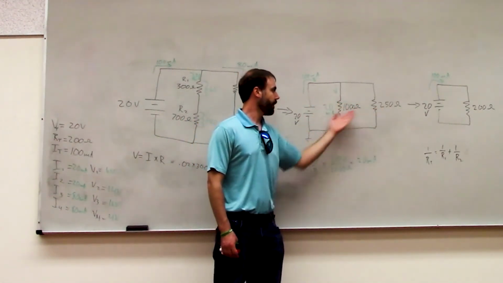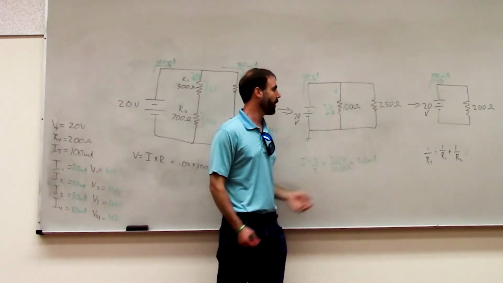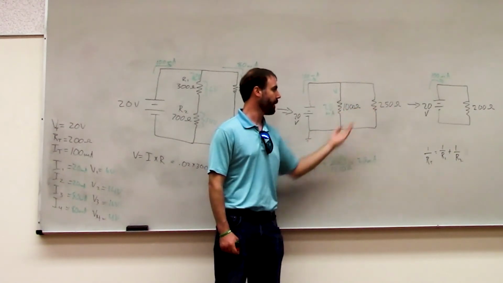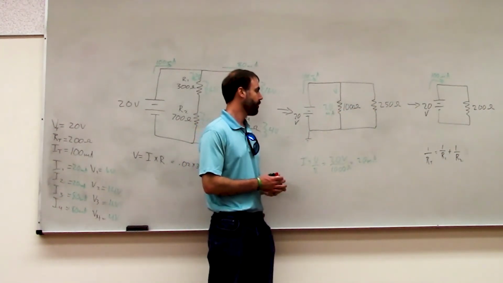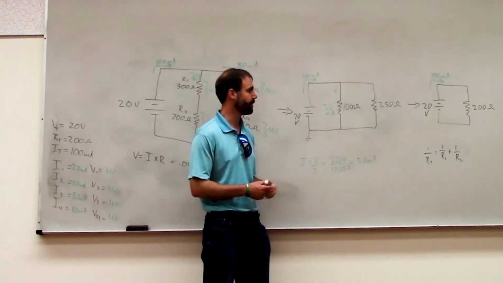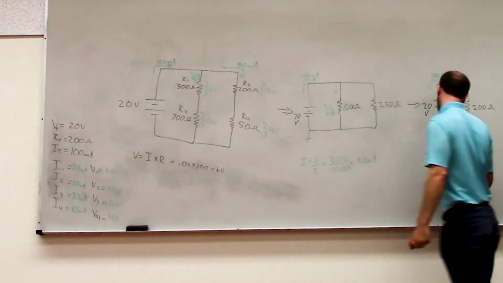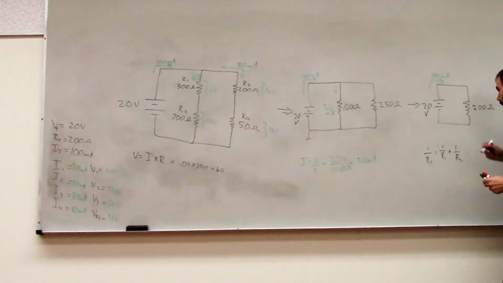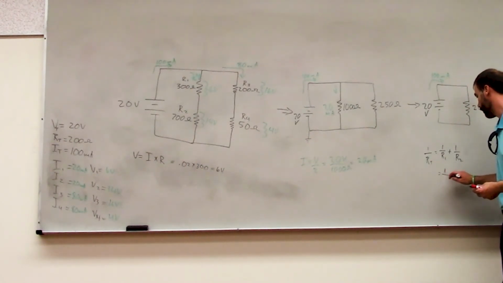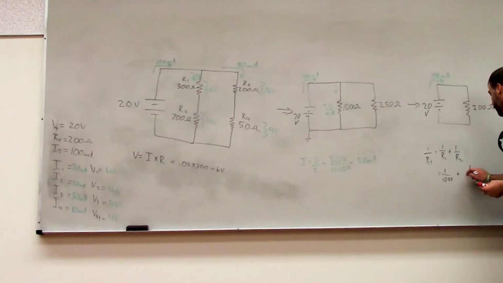And then we looked at this circuit and said that we had 2 resistors in parallel. Since these resistors are not the same, we used the more complicated version of the parallel resistance formula. We said 1 over R total is 1 over R1 plus 1 over R2. So we plugged in the numbers here. We said 1 over R1 is 1 over 1,000, and 1 over R2 is 1 over 250.